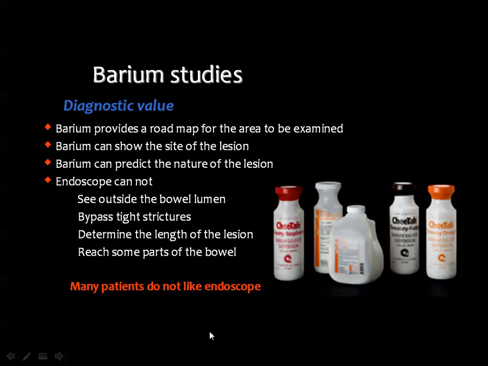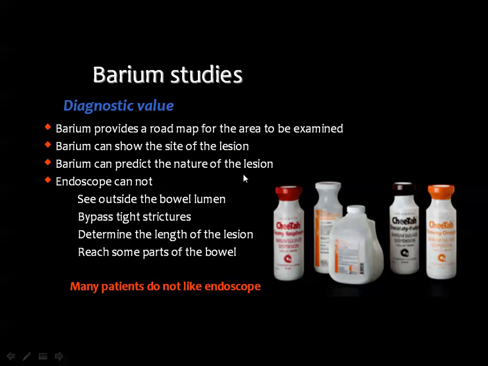Then we should know some issues about the use of barium. Its use has markedly regressed for clinical and diagnostic purposes because of the widespread use of endoscopy, as well as the availability of many techniques that can be performed using modern CT machines. You know that barium usually provides a map for the area to be examined by endoscope later on, and barium can show the site of the lesion, whether it is in the esophagus, in the stomach, or elsewhere in the gut. Then barium can predict the nature of the lesion, whether it is benign or malignant.